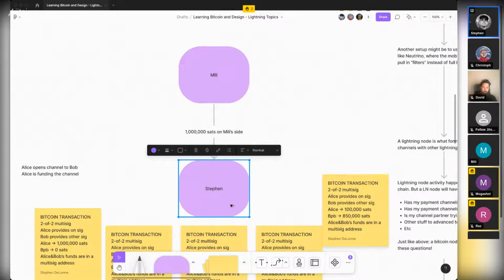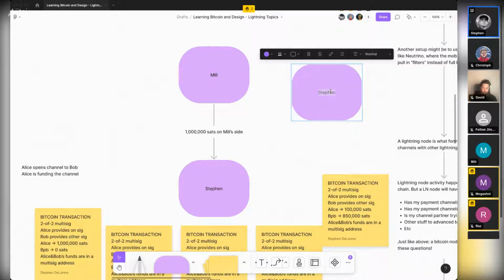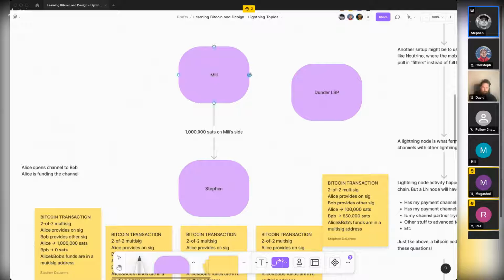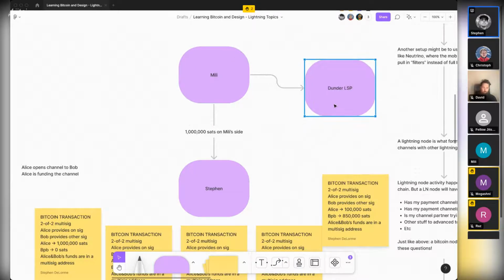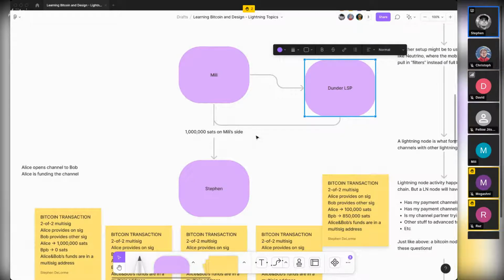A lot of times what other people will do is get other nodes. I don't want to go too deep into this right now because this is a deep topic and I want to get to some of the other stuff you asked. But this is where there's room in the market for places like the Dunder LSP and other services where you could open up a channel to another node, and then you'd have even more liquidity. Or it could be the other way. They open a channel to you and give you liquidity so that you can start receiving. So you need liquidity in both directions. You need outbound and you need inbound liquidity.